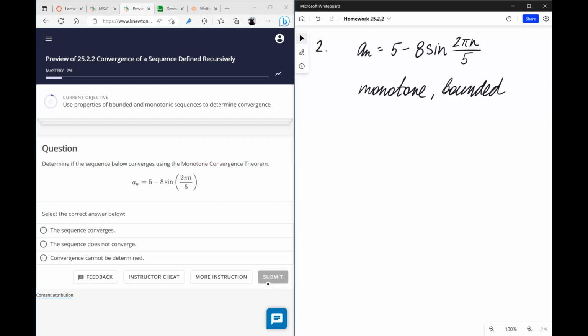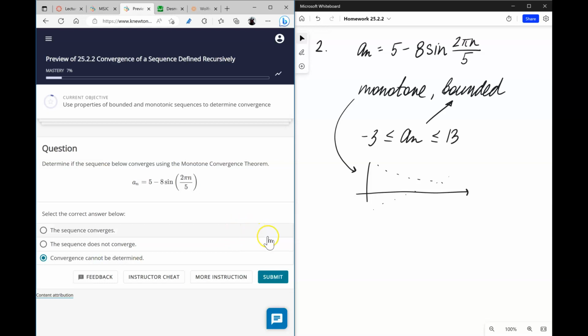Why? Because sine ranges from -1 to 1. That means 8 sine ranges from -8 to 8. That means 5 minus 8 sine will be ranging between -3 and 13. So this implies that it's bounded. However, to establish the monotonicity, the sequence has to possess either decreasing behavior or increasing behavior. And in this case, because sine bounces up and down, this sequence simply will not have that monotonic behavior, so we cannot use that theorem in this particular case.